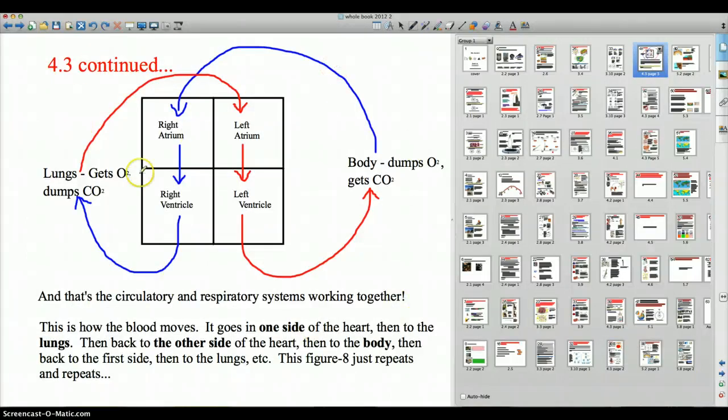Understand this situation here. Know that when arteries connect to veins, they're connected via the capillaries that are right in the middle, where the lungs are and where the body is. Capillaries allow things to enter and leave the blood. Know this figure 8 shape.